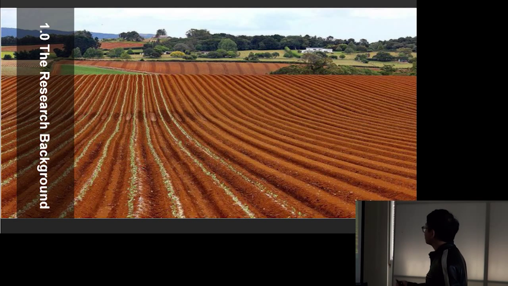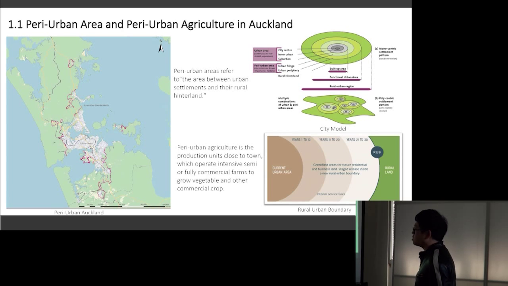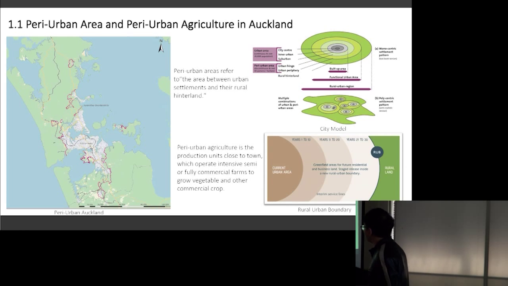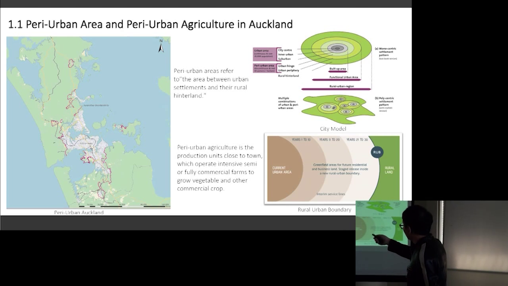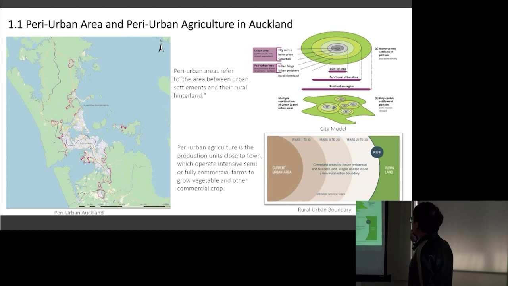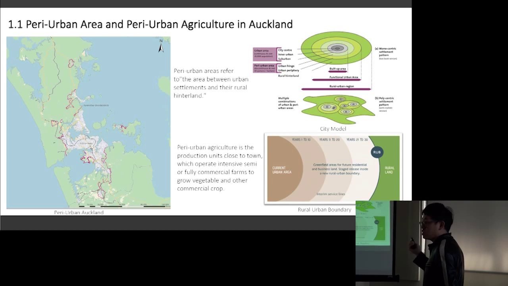So some background, what is peri-urban? Peri-urban is the area between the rural hinterland and urban settlement. In Auckland, we have a rural-urban boundary. Outside the rural boundary will be rural areas for the next 30 years. So between the urban settlement and rural boundary is our peri-urban area. You can have a look, the red color is the rural boundary, so the white color and the red color is our peri-urban area in Auckland. Peri-urban agriculture is present in peri-urban areas, which are production units close to the town and the city.